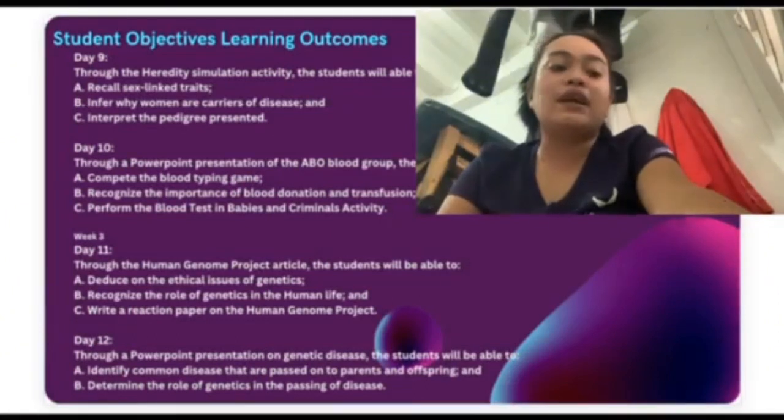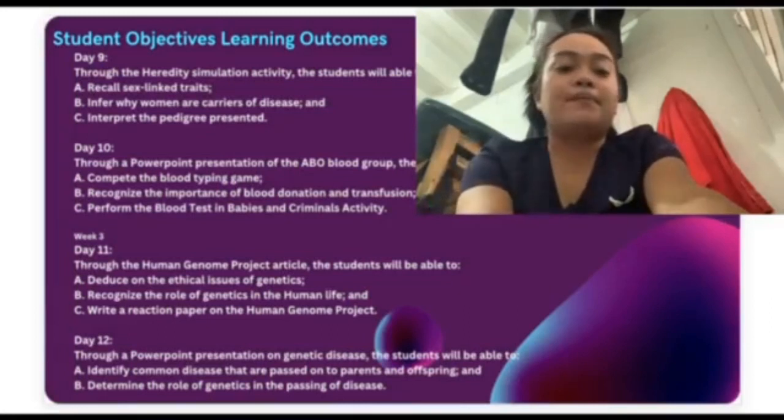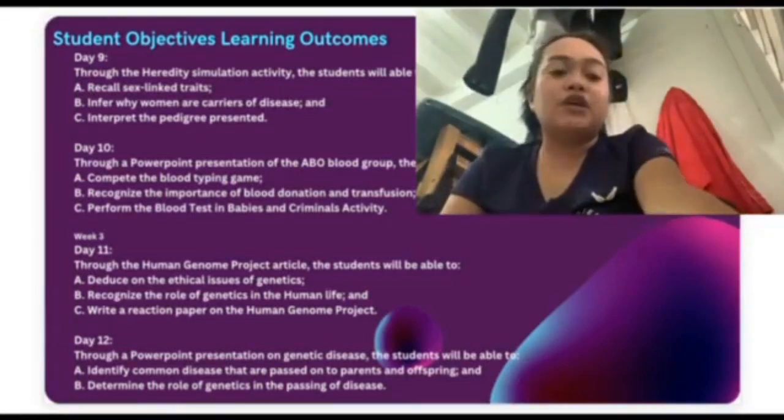In week 3, day 11, through the Human Genome Project article, the students will be able to deduce the ethical issues of genetics, recognize the role of genetics in human life, and write a reaction paper on the Genome Project. In day 12, through a PowerPoint presentation of genetic diseases, the student will be able to identify the common diseases that are passed on between parent and offspring and determine the role of genetics in passing on disease.